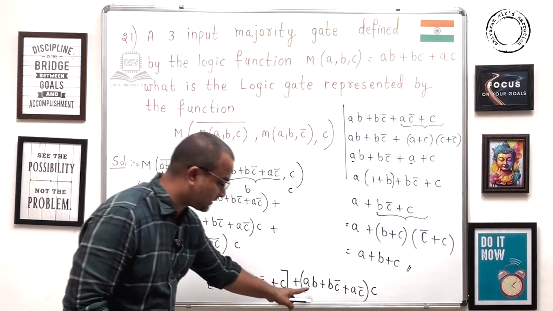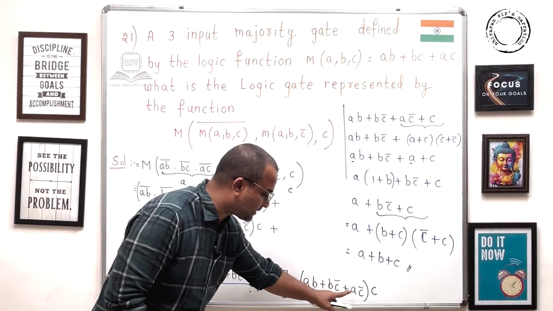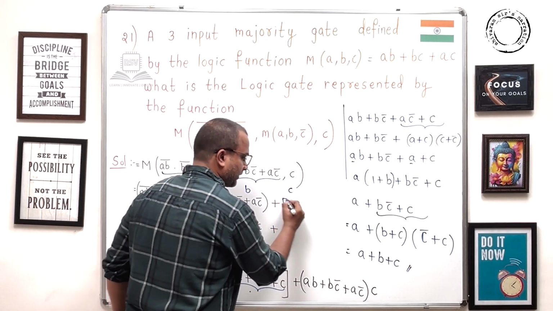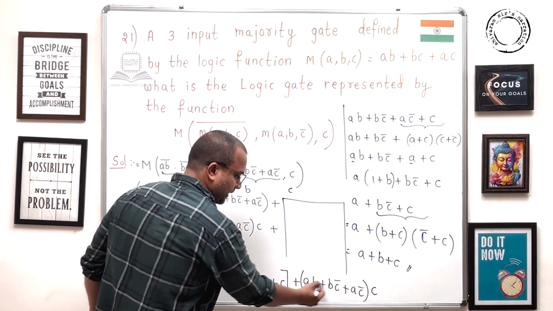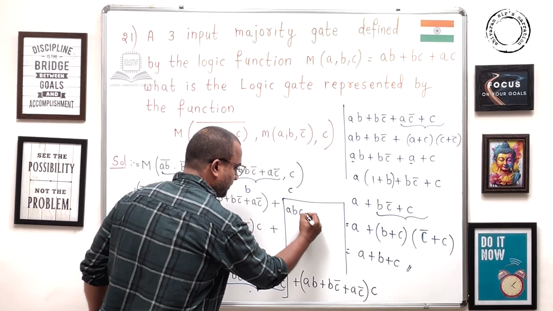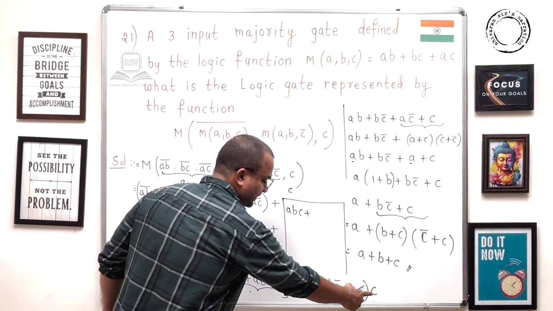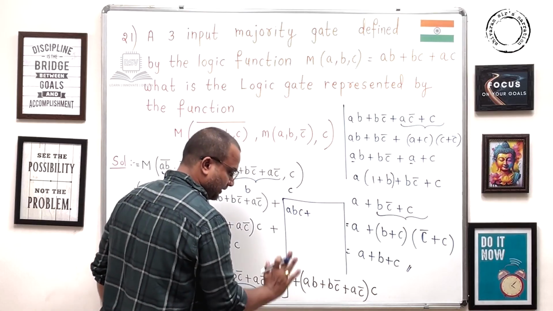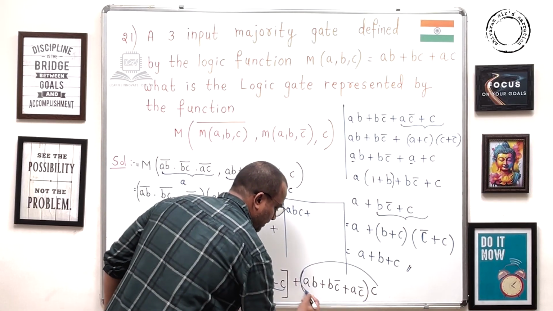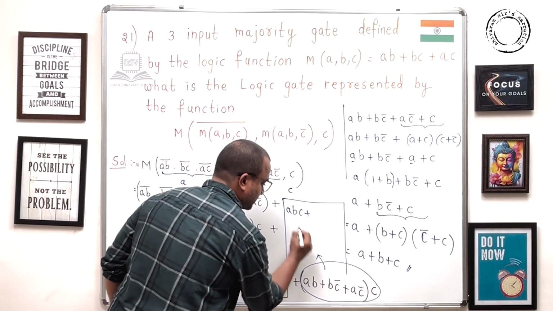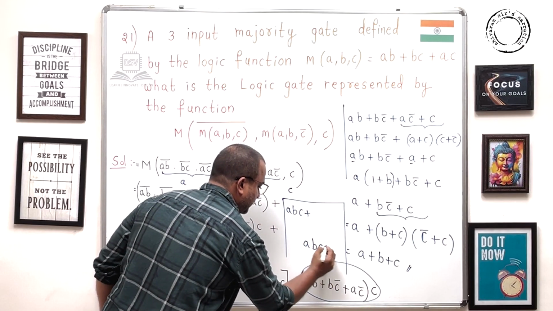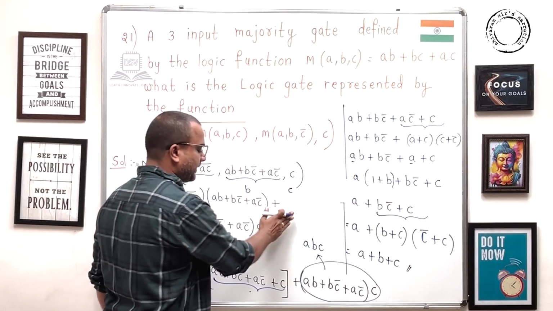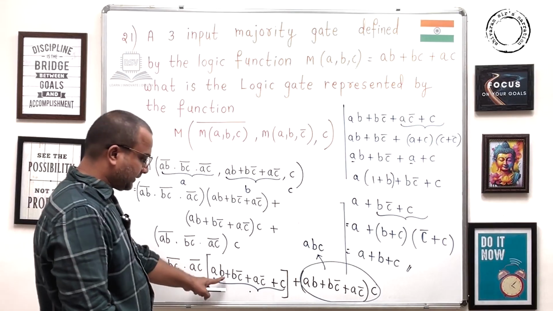And one more, see this, AB plus BC bar plus AC bar. Now what you can write here: AB into C, ABC, plus BC bar into C, 0, AC bar into C, 0. Hence, this term's simplified expression is ABC only. Okay, so this is the minimized expression for this and for this.